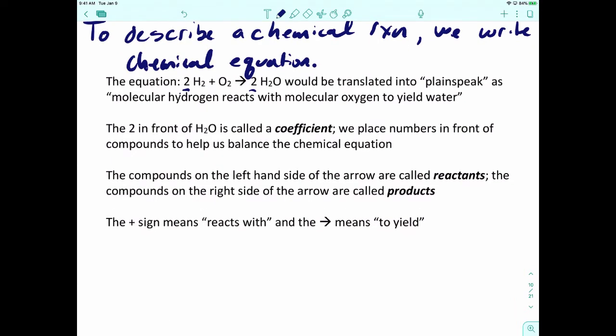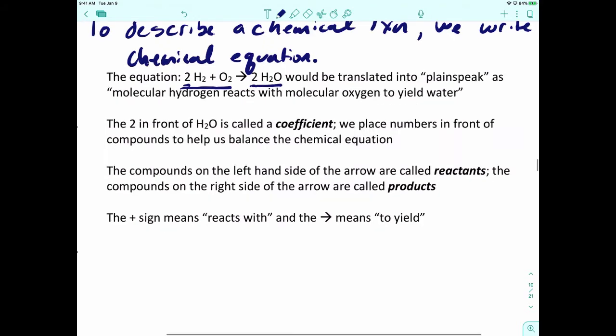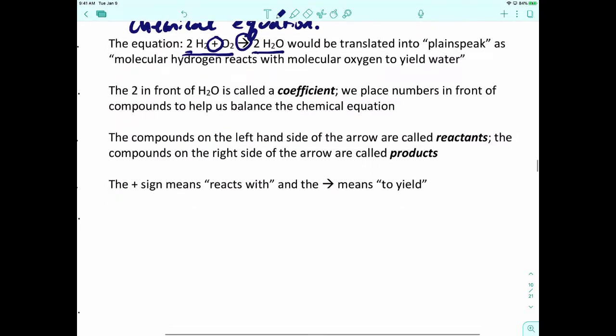Now everything to the left of the arrow is called reactants. Everything to the right of the arrow is called products. The plus sign means react with. The arrow means to yield.